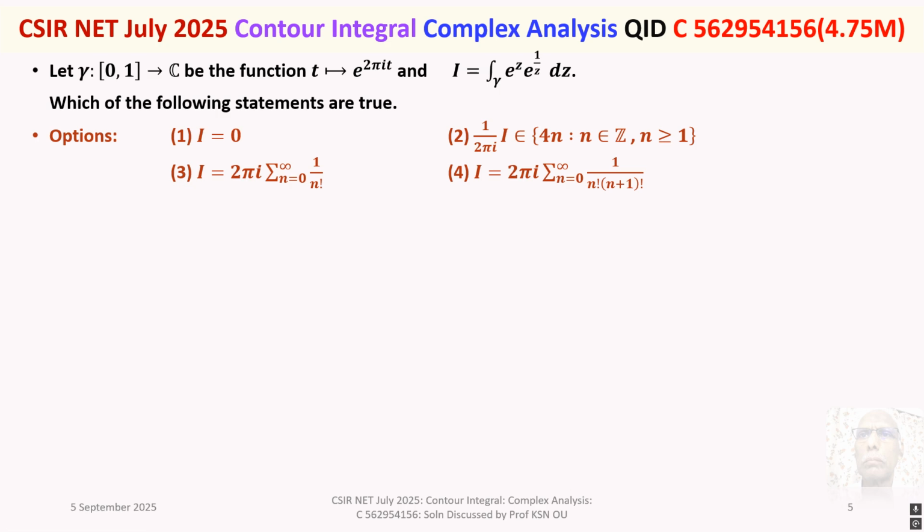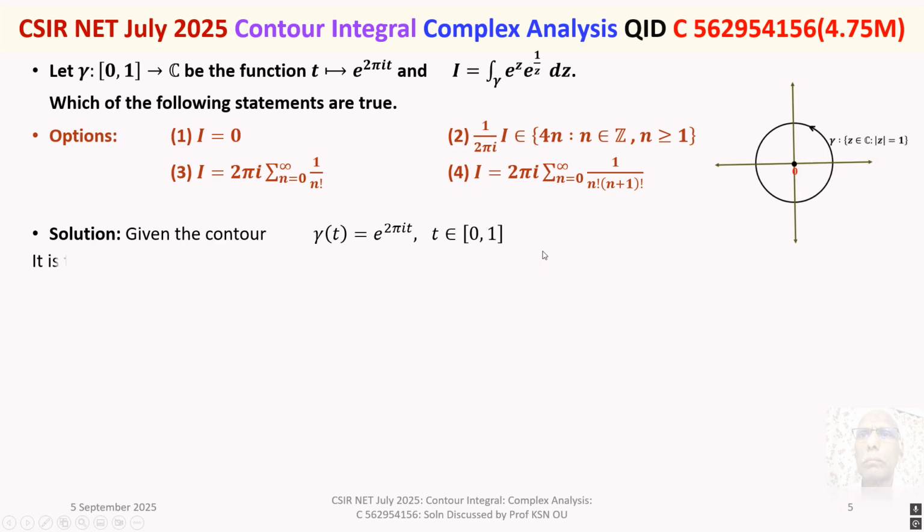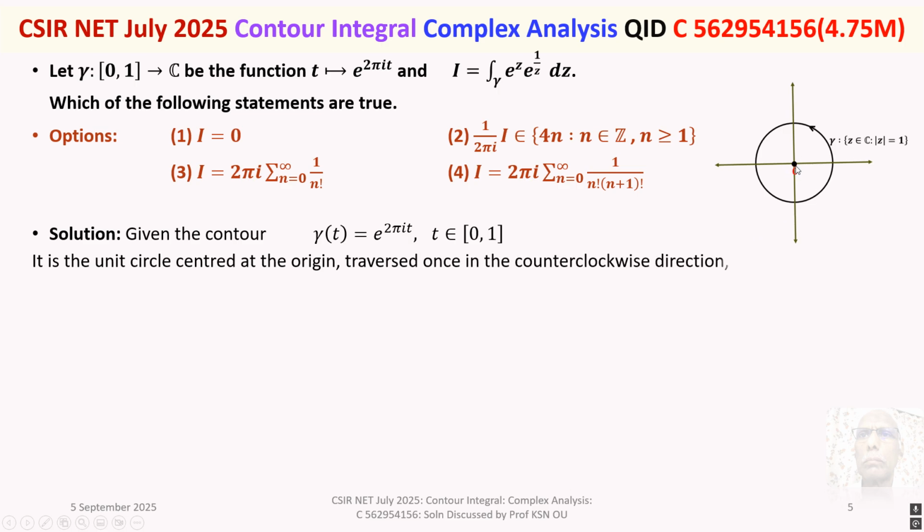Right. Let's now discuss the solution of the problem in detail. We are given the contour gamma of t equal to e to the power of 2 pi i t, where t belongs to the closed unit interval, that is the closed interval [0, 1]. It is a unit circle centered at the origin, traversed once in the counterclockwise direction. That is, gamma, in other words, is mod z equal to 1.